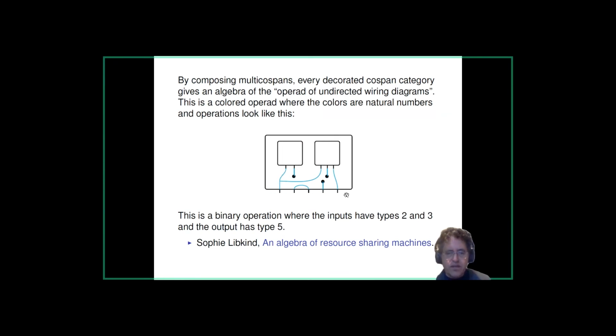So there's a theory of this particular operad, a very important operad that was invented, I guess, originally by David Spivak. And it turns out that every decorated cospan category gives you an algebra of that, and that is also implemented in Algebraic Julia. If you want to understand what I'm talking about here more clearly, you should read Sophie Libkind's paper about this, called An Algebra of Resource Sharing Machines. He really brought the use of operads into the decorated cospan categories and their applications.